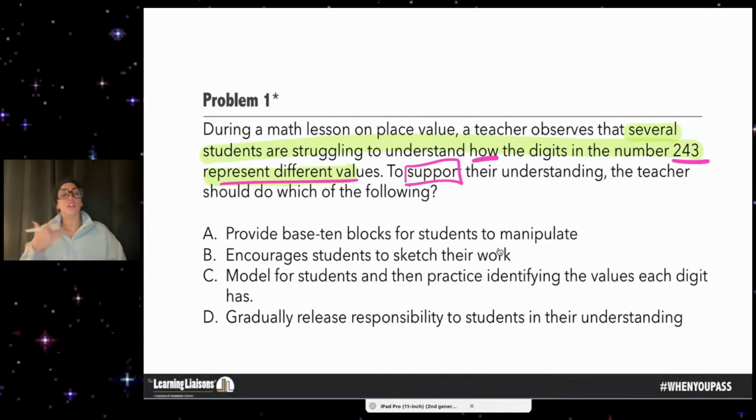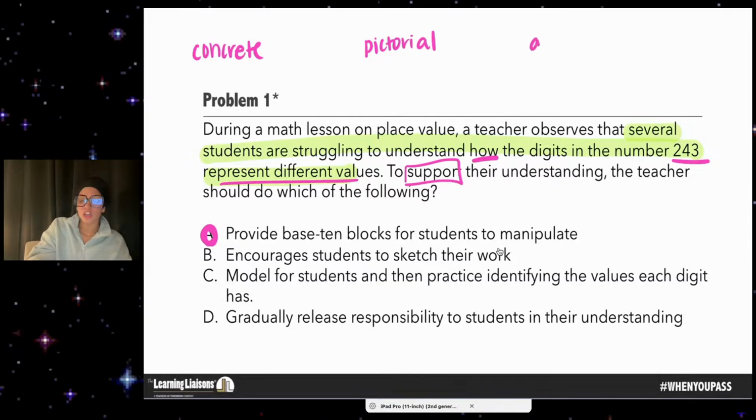We're going to identify the answer and then we'll work backwards. The answer is A. Provide them with base 10 blocks to manipulate and then move forward from there. This problem indirectly supports the idea of concrete, pictorial, abstract. You'll also see it written as concrete, numerical, abstract, but it's a thinking model that we can use in mathematics, and it really supports student understanding.